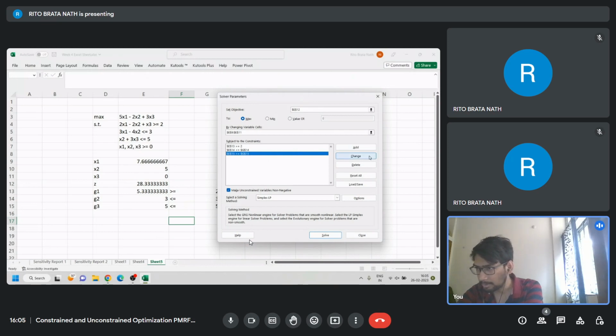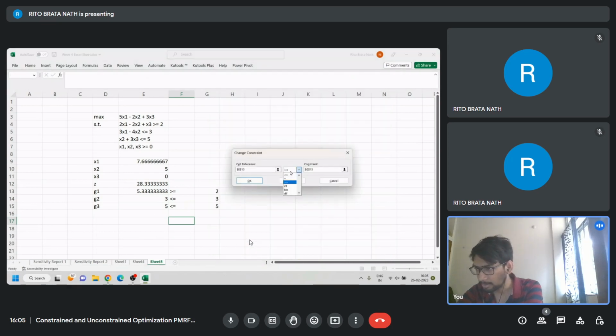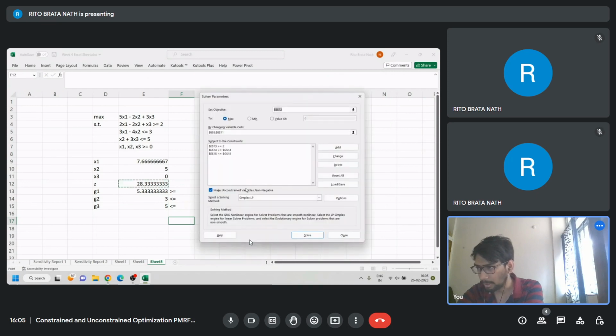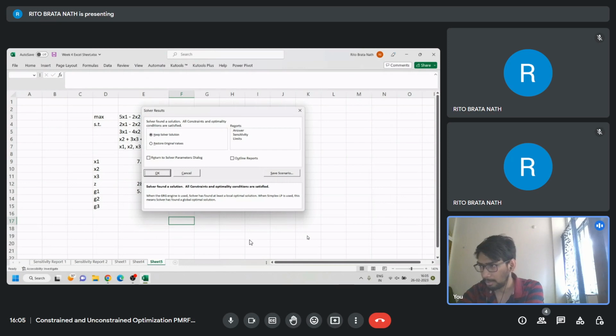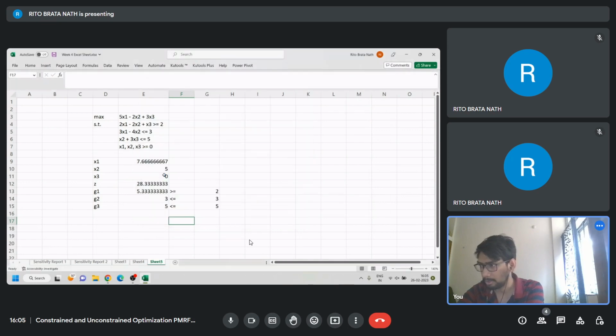So the last one you need to change. So this should be less than or equal to. Yeah, now let's solve it. Yeah, now it has converged, and let's get the sensitivity report.